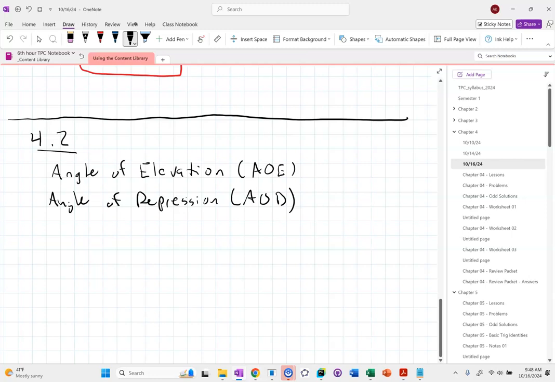So the two pieces of new vocab we're going to see in this section are an angle of elevation and an angle of depression. I'm not going to define what these things mean in words because a verbal definition isn't going to help us any. What I'm going to do is define these two things visually.